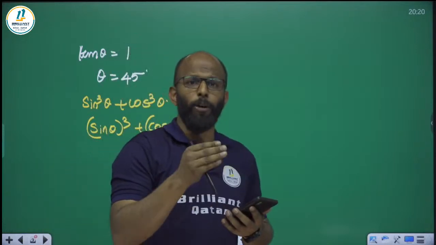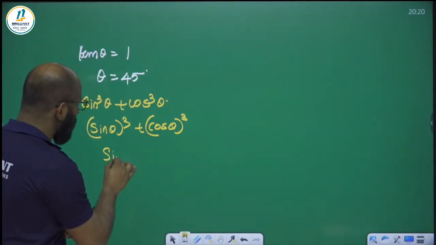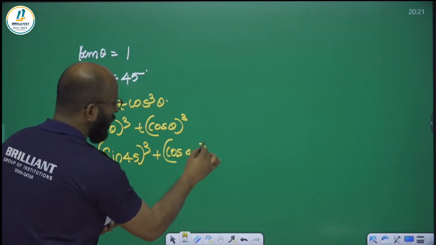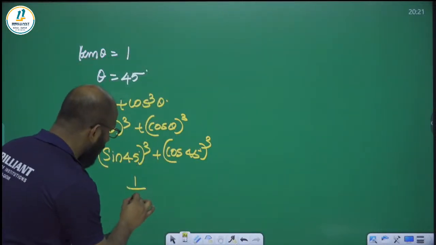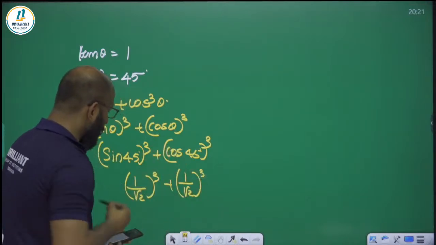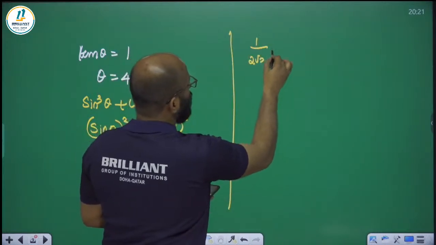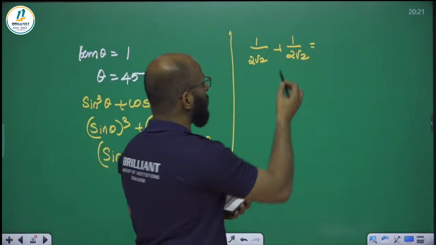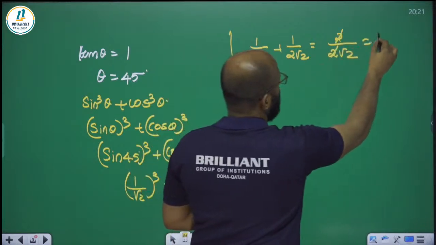So when you substitute this, what will you get? 1 by root 2 whole cube plus 1 by root 2 whole cube. What is 1 by root 2 whole cube? You know that, right? 1 by root 2 whole cube is 1 divided by 2 root 2, plus 1 by 2 root 2. Both denominators are the same, therefore we can add the numerators: 2 by 2 root 2. So we can cancel this, and we get 1 by root 2.